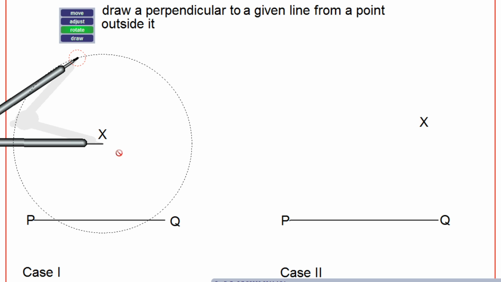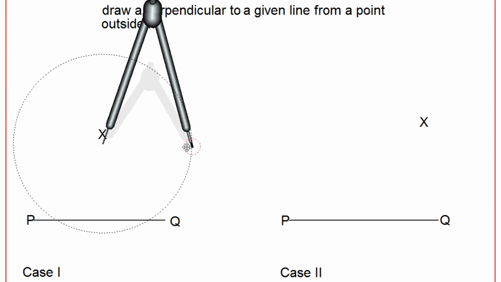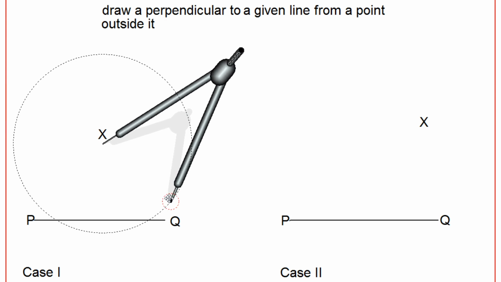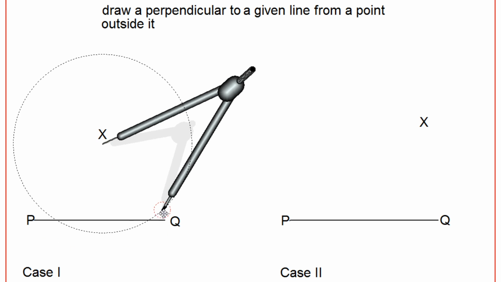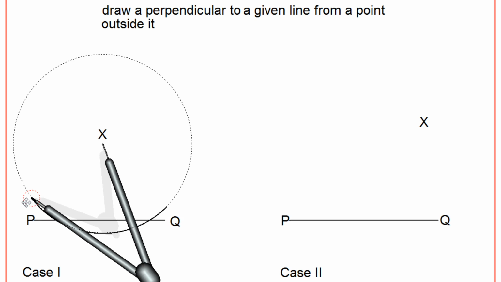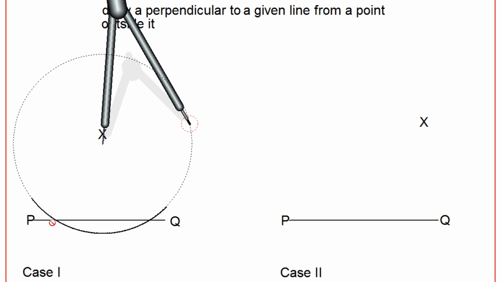In the first case, what you have to do is put the compass at point X, making point X the center, take any radius and draw an arc in such a way that the arc cuts the line PQ at any 2 points. So I have put the compass at point X and taken any radius and I am drawing an arc. So here the arc has cut the line PQ in two different locations.